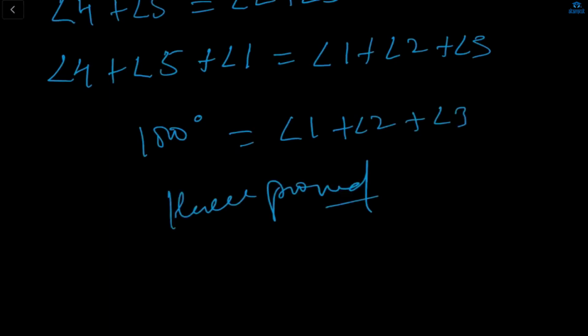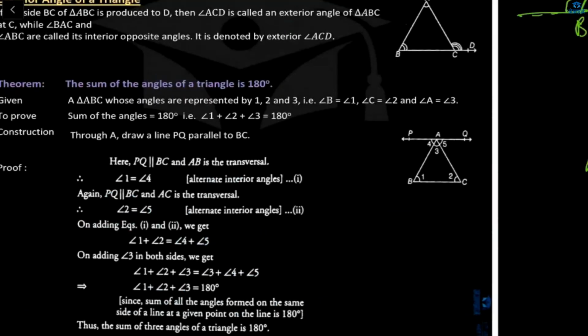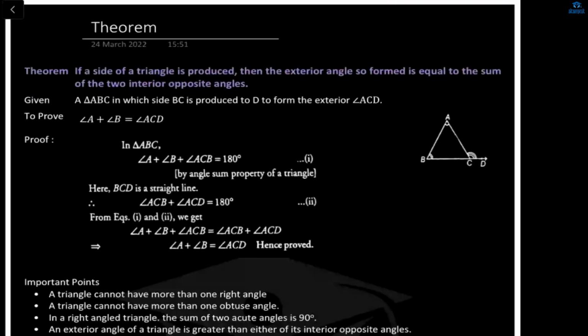Any doubt, anybody? No, ma'am. Okay, that's good. So this is your proof that the sum of the angles of a triangle is 180 degrees, and this is your theorem. Now we will have some questions on the theorem, but before that, one more proof that I told you: the exterior angle of a triangle is equal to the sum of the two interior opposite angles.